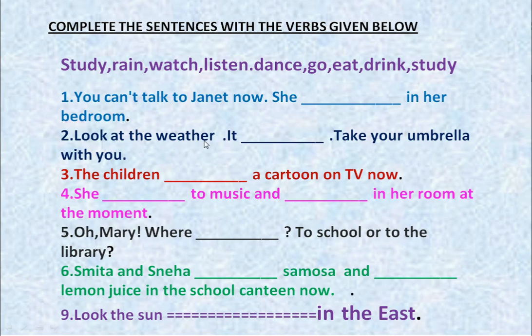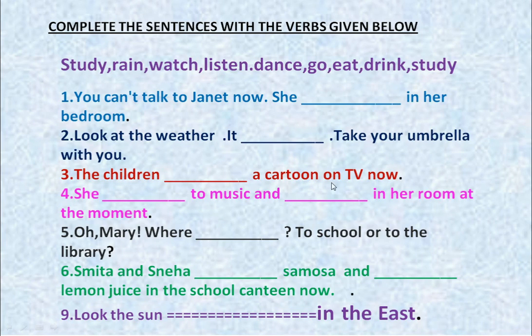Finally, look at the weather. It dash. Take your umbrella with you. Look at the weather means there is some change in the weather at the time of speaking. And take your umbrella with you. Why take the umbrella? Because it is going to rain. The weather is the indication of raining. That's why it is going to rain. So take your umbrella with you.